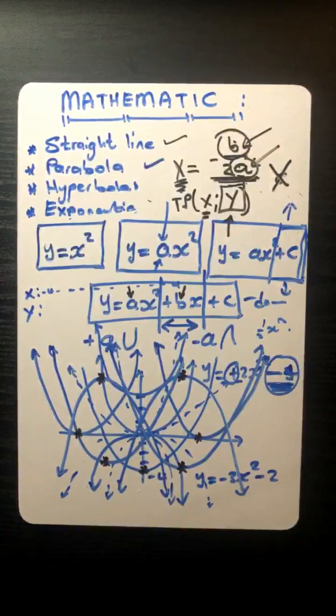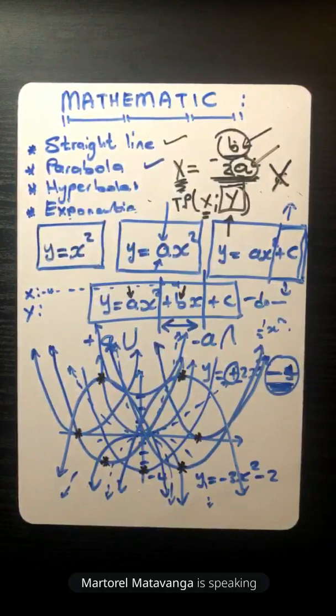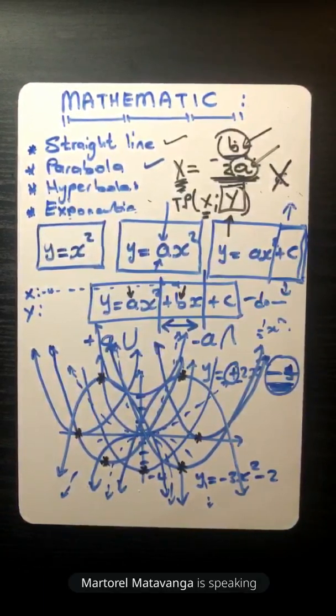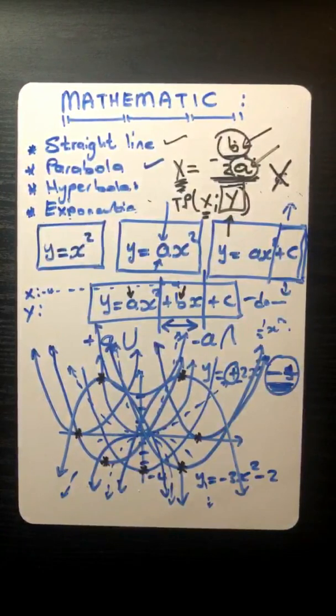Martorell, I'm asking you to join my lessons on a daily basis. I think through you we will learn French. How do I say how are you in French? Comment ça va? Martorell Matavanga, comment ça va? Ça va bien, monsieur. Ça va bien. What's your point of order, honorable member?